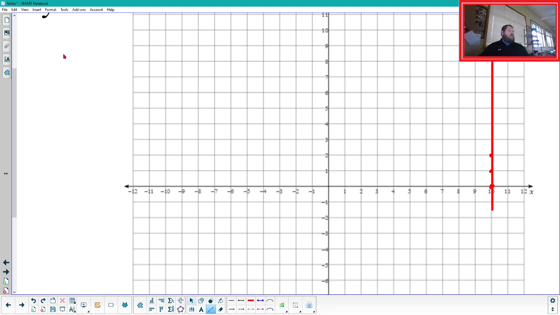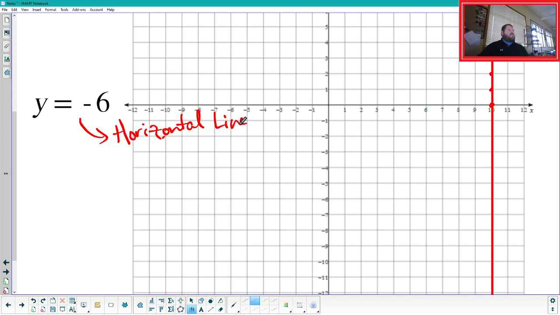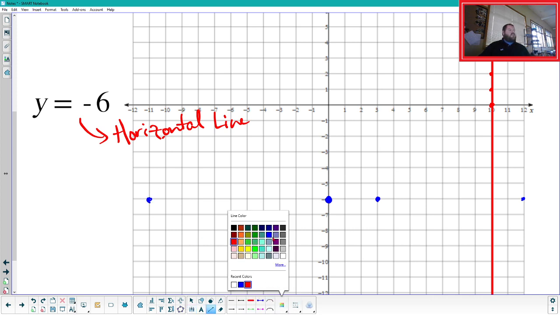Okay. For my other one, y equals negative 6 is always going to be not a vertical line. That one's always going to be a horizontal line. Okay. At y equals negative 6. I don't want a line yet. Negative 6, and all other points that have a y value of negative 6. That happens here, even way back here. All those points have y values at negative 6.